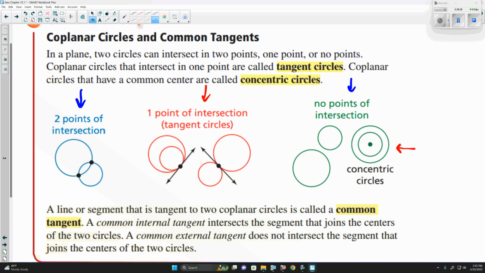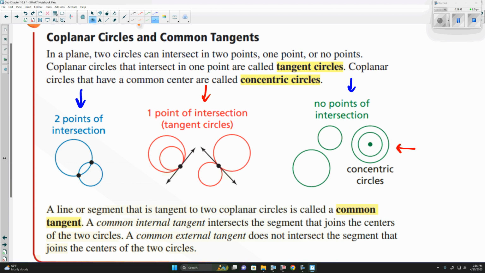And one of the types that we have where there's no points of intersection is called concentric circles. Circle inside of a circle. I think some of you all have seen this before. What's another name we give for it? Bullseye. A bullseye is concentric circles. It's circles inside of circles.